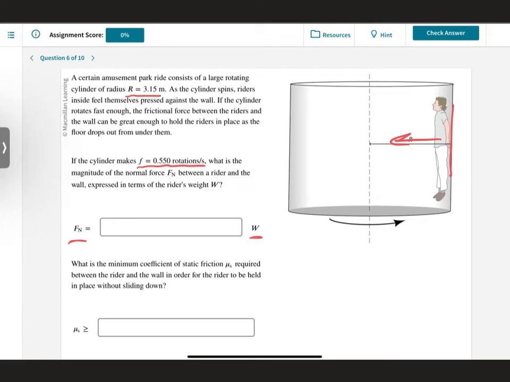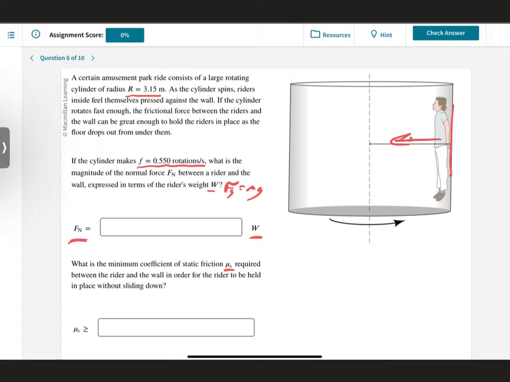All right. We're asked to find the normal force in terms of the weight. And remember, weight is also known as Fg, which is also equal to m times g. That's going to come in handy. Then the second part asks us to find mu sub s. As it turns out, I think it's easier to find the second part first, and I'll show you why and how I set it up.